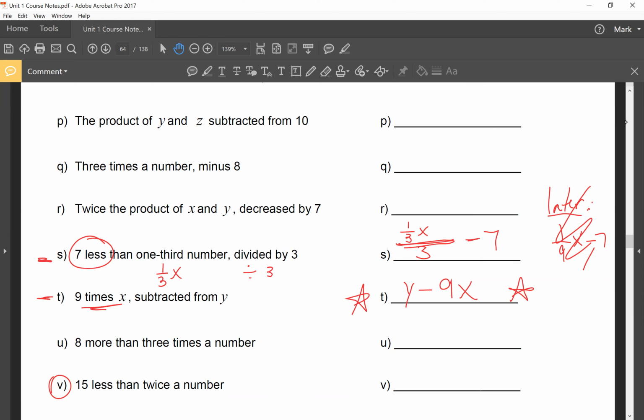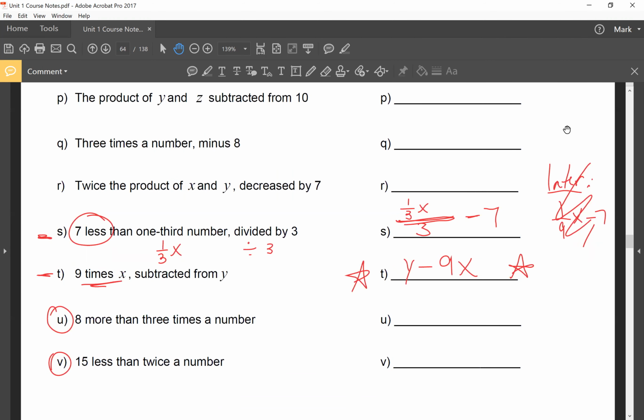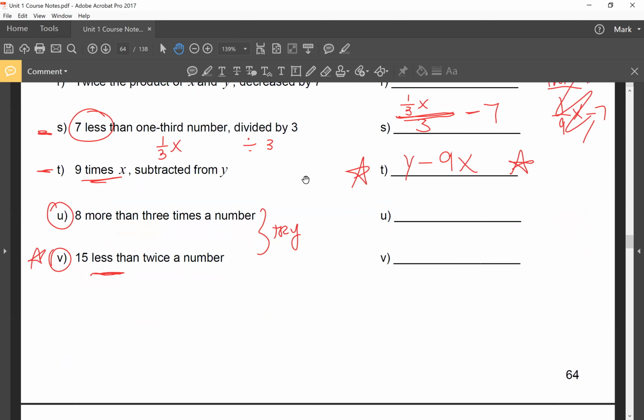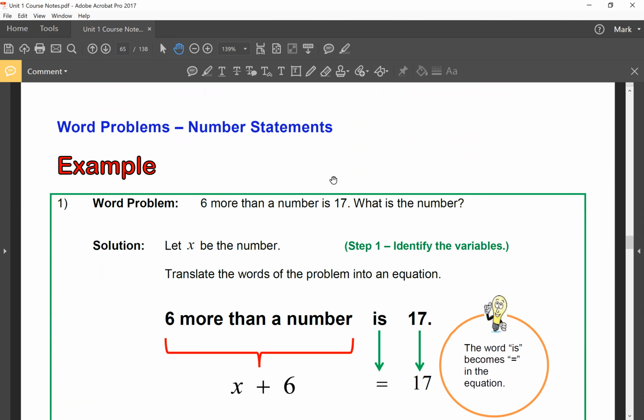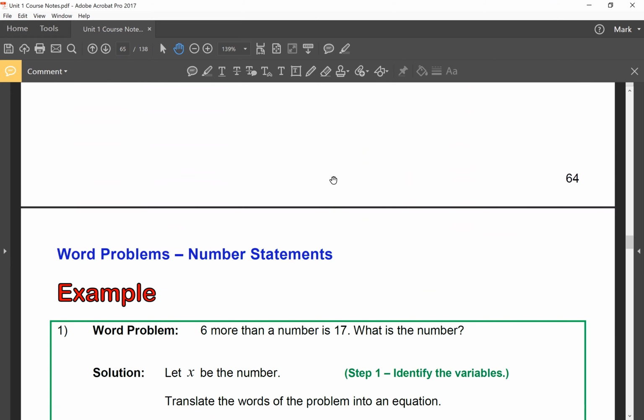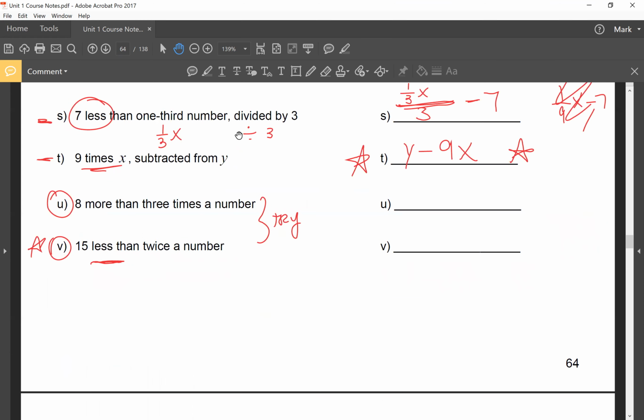So let's finish it. Why don't you take 1 minute and just try these, especially letter V, because we're dealing with less than. Try these two, put your answers in the chat if you want, and then we'll move into statements, like equations. So just take 1 minute and try U and V, and I'll be right back.